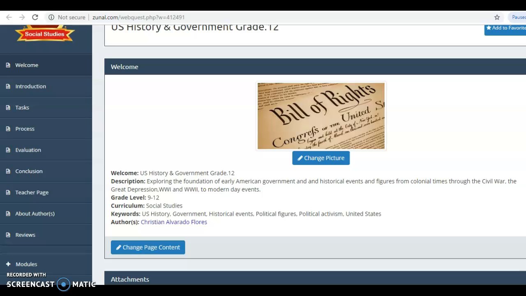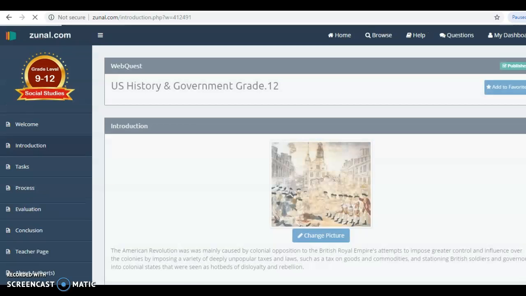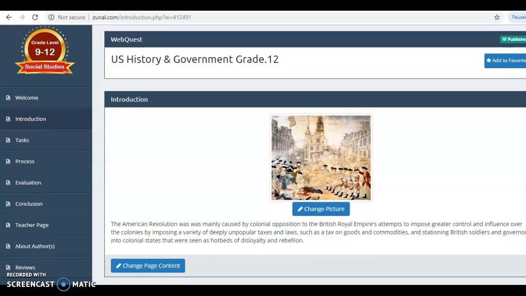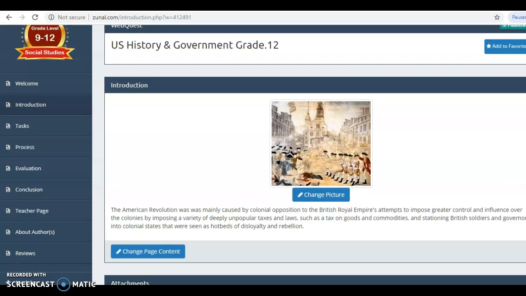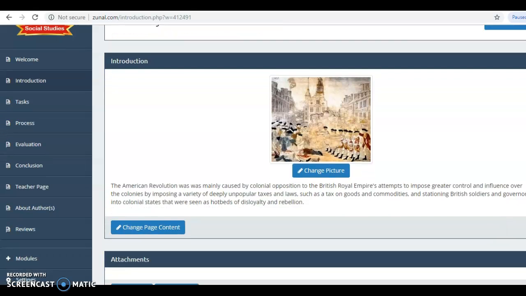Welcome to exploring the foundation of early American government, historical events and figures, curriculums under social studies. The theme I chose from the entire page is centered around the American Revolution, because that's where I feel like everything started, where the foundation of our country started. Here I have a small detail of what's to come.